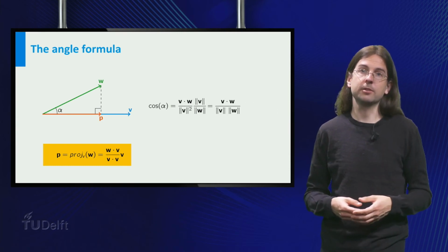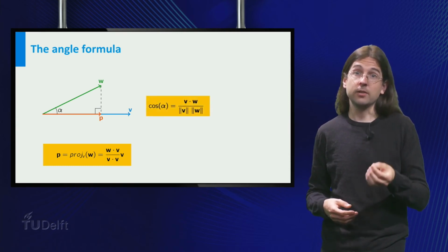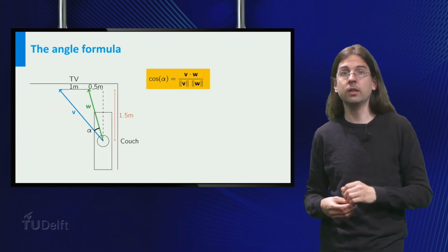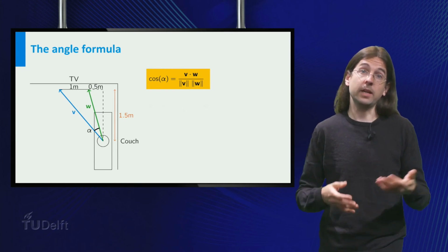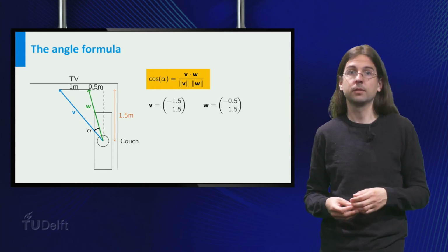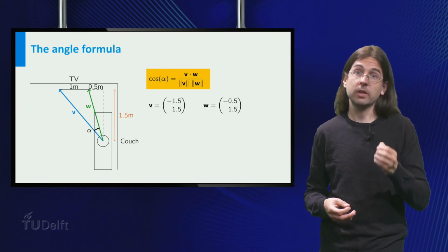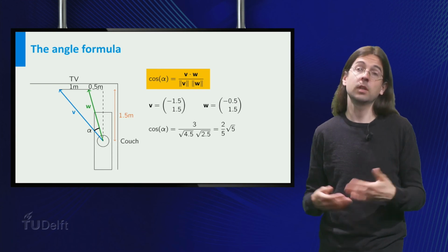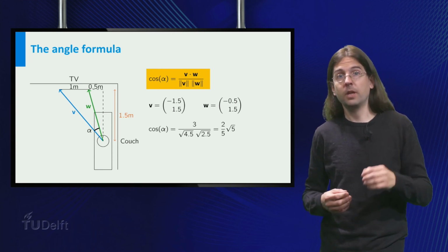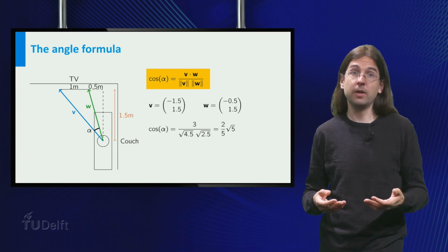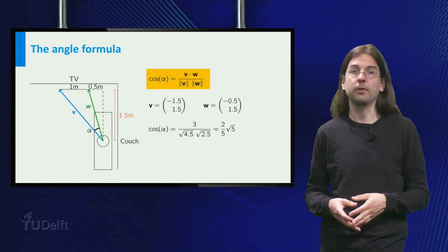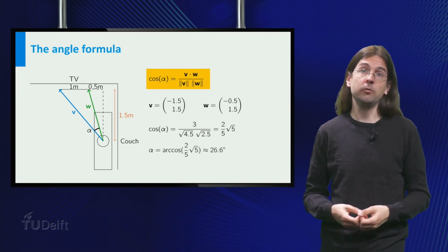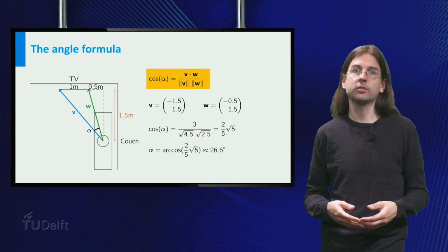Let us go back to the television. From the map, you can see that the vectors are V equals (minus 1.5, 1.5), and W equals (minus 0.5, 1.5). Thus, we can evaluate the cosine of the angle as the dot product of V and W, which equals 3, divided by the product of the norms, which simplifies to 2/(5 times square root 5). Taking the inverse cosine, we see that alpha equals roughly 26.6 degrees.